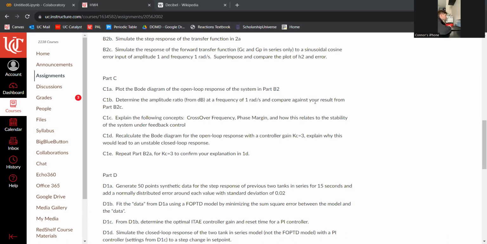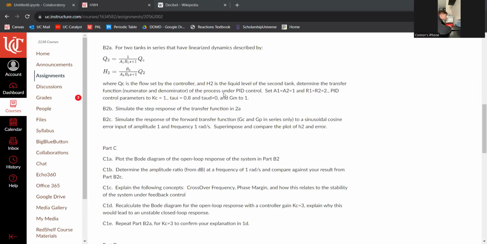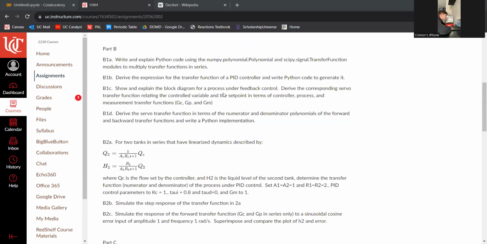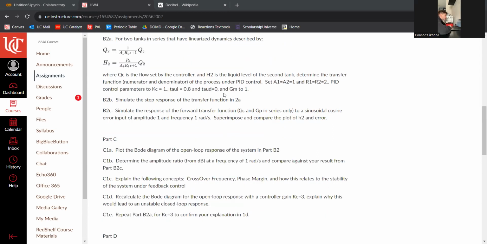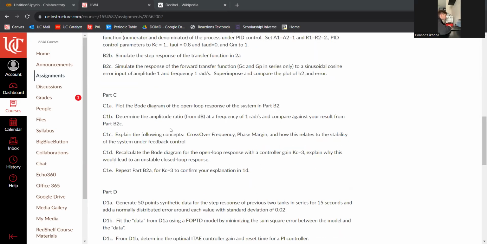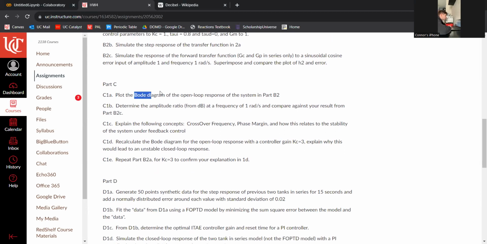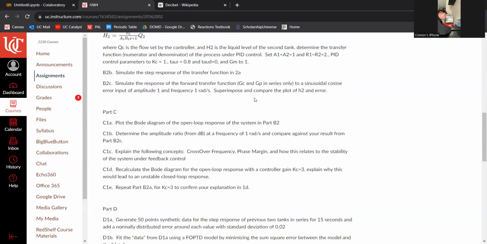So the biggest part of this homework portion is going to be extending our analysis from all of the feedback control and transfer functions that we had from part B, and then we're going to do some sort of frequency analysis with that, looking specifically at this Bode diagram. So we're going to first plot the Bode diagram for the open loop response of the system in part B2. So that is where we received our forward transfer function.